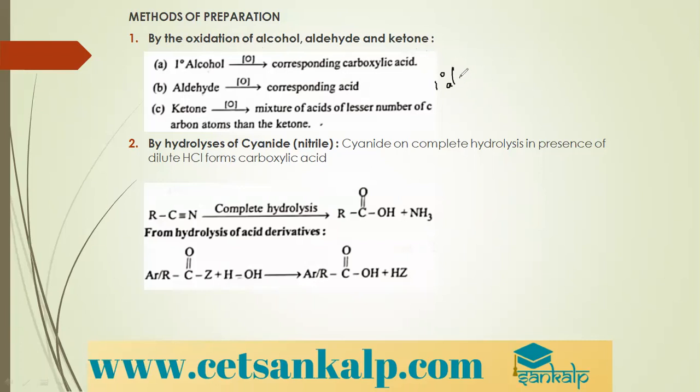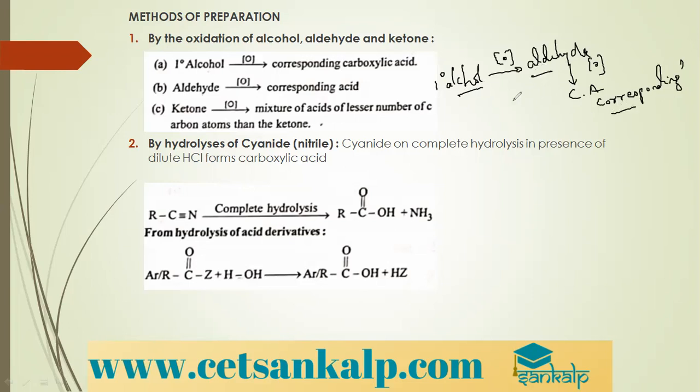So primary alcohol undergoes oxidation to give aldehyde, which further undergoes oxidation to give carboxylic acid, and the carboxylic acid will be the corresponding one, which means the same number of carbon atoms present in the alcohol will be present in the aldehydes and in the acids. And you already know which oxidizing agents are used: acidified KMnO4, alkaline KMnO4, acidified K2Cr2O7. Yes. Similarly, ketones.